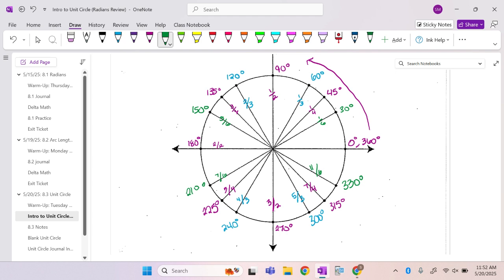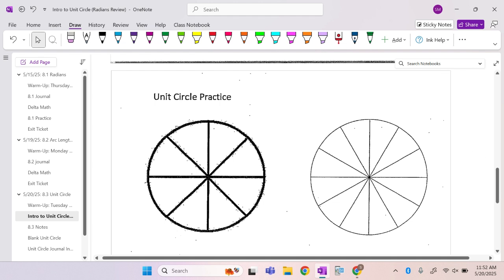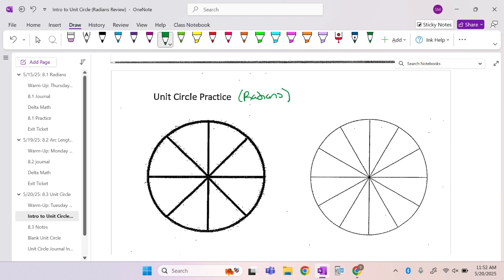So the reason I had you guys do the fractions is because that's what's going to come in handy when we do the radians. All right. So now flip over to the back side of that paper. We're going to do the same thing, but with radians. So we're going to start with fourths. All right. Now, let's go about what we already know.